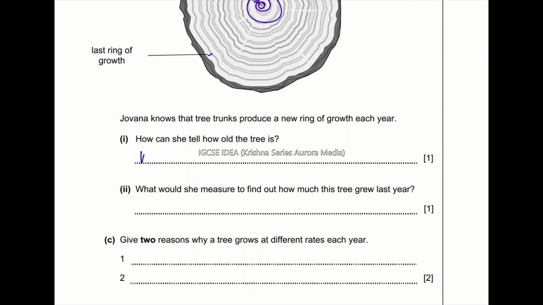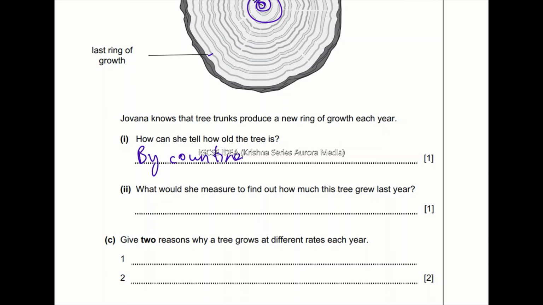By counting the number of the rings. 2. What should she measure to find out how much this tree grew last year? Well, the outer ring size.